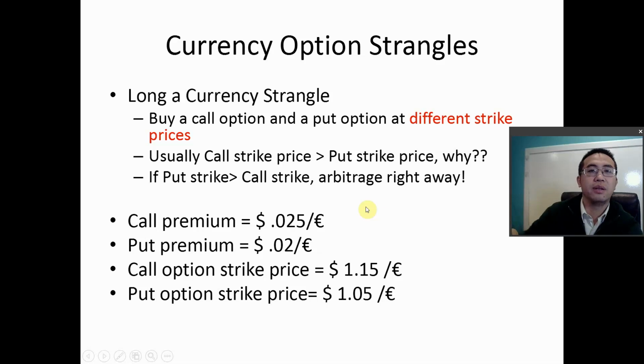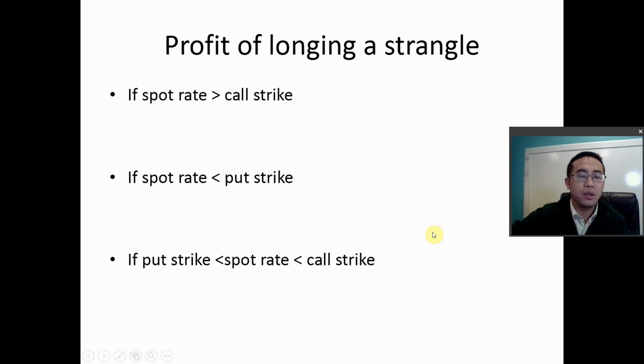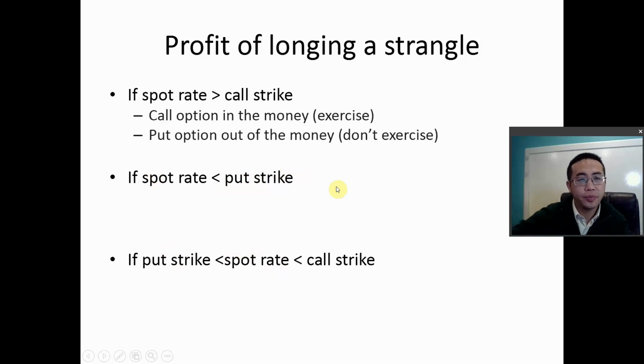And here is an example of a currency strangle. There's a call premium, a put premium, and the 2 options again are at different strike prices. So if you try to calculate the profit of longing a strangle, you have 3 situations. One, the spot rate is greater than the call strike, given that the call strike is the higher limit. Another is the spot rate is lower than the put strike, and the put strike is lower than the call strike, so that's the lower limit of the two. Or the spot rate just falls in between.